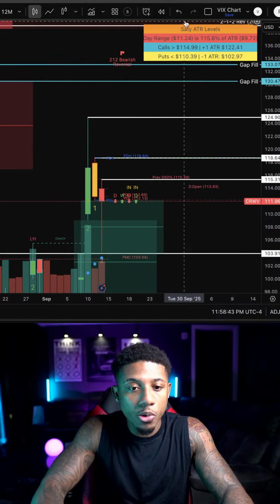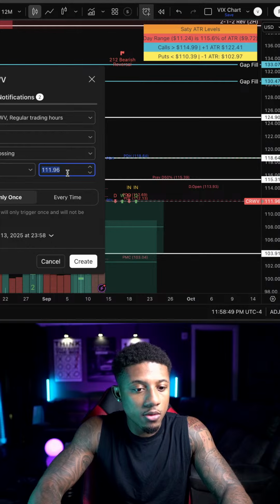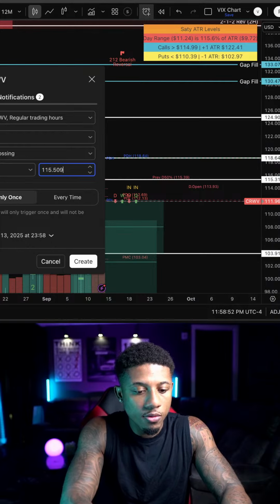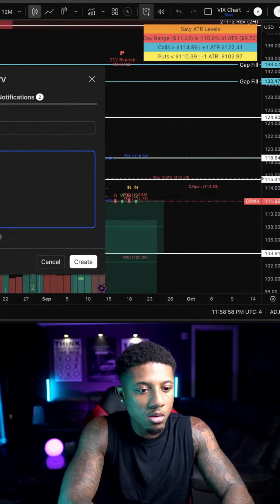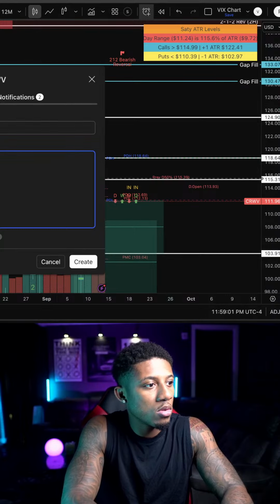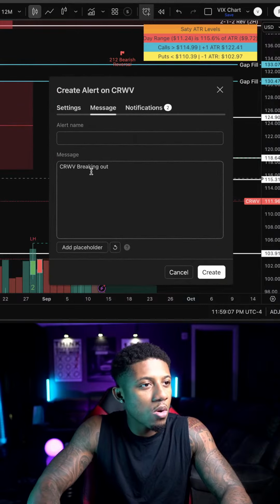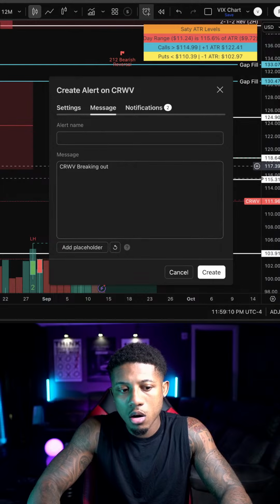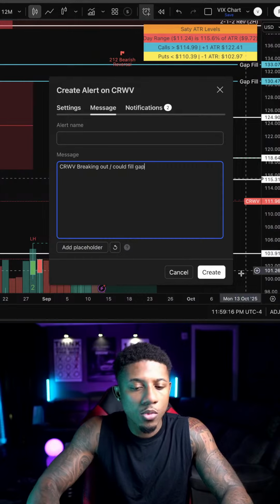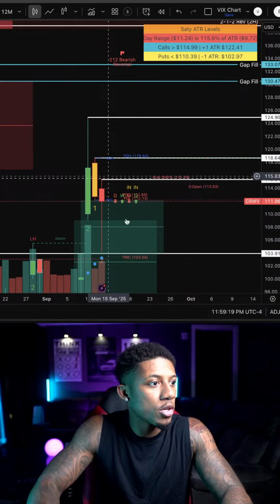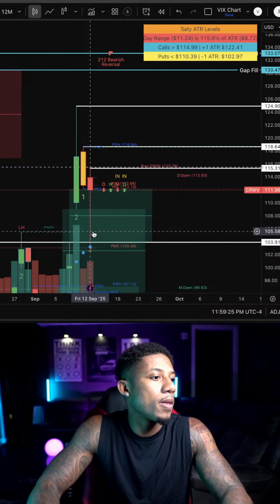And then what I'll do is I'll set an alert here. So I'm going to set an alert at 115.50. CoreWeave breaking out. Okay, my bad, y'all couldn't see this. So CoreWeave breaking out. Could fill gap. Okay. So now I have the alert. So now if it triggers, I get alerted straight to my phone. I can take the trade based off what I see on my chart. I take the trade. It either works or it doesn't.